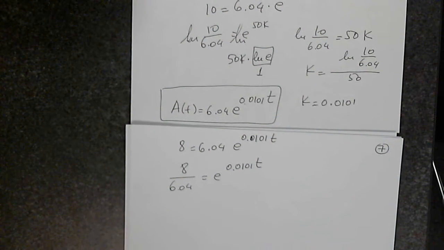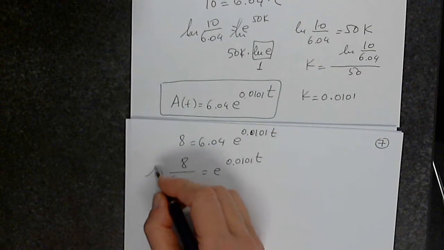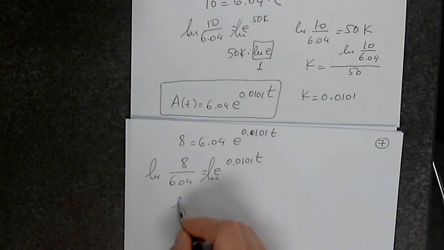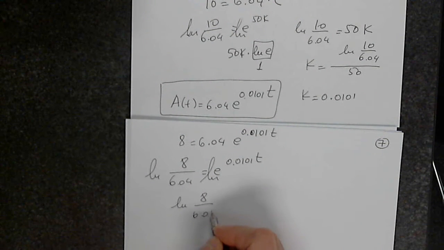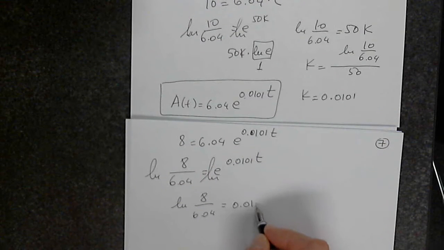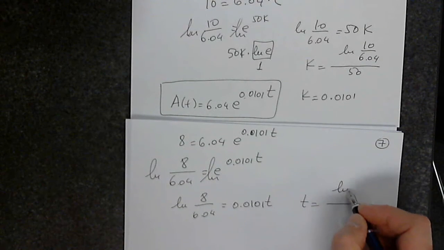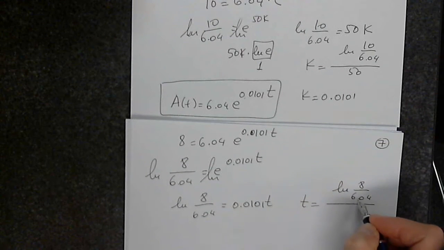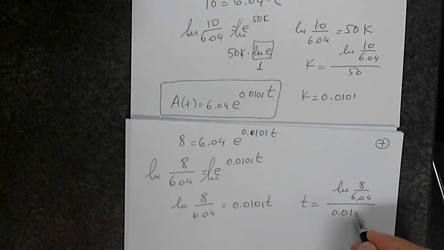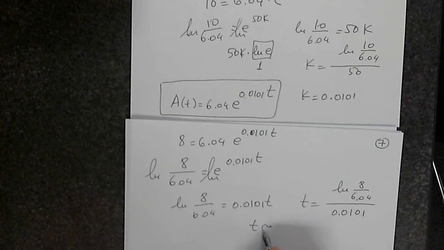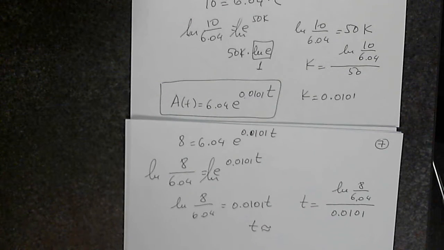How do I solve now? Natural log to both sides. Natural log of 8 over 6.04 equals 0.0101 t. So t equals natural log of 8 over 6.04, divided by 0.0101. And t is definitely before 2050. How much? 28. So in the year 2028.